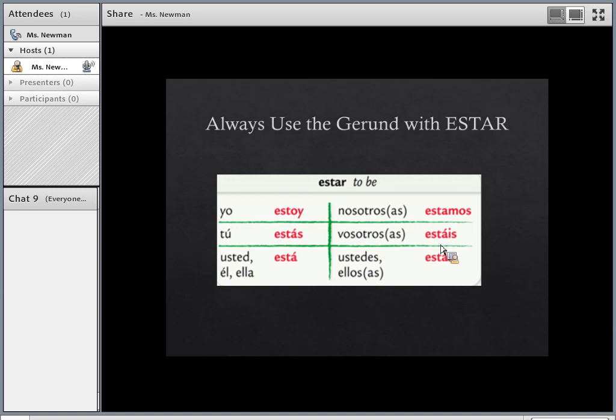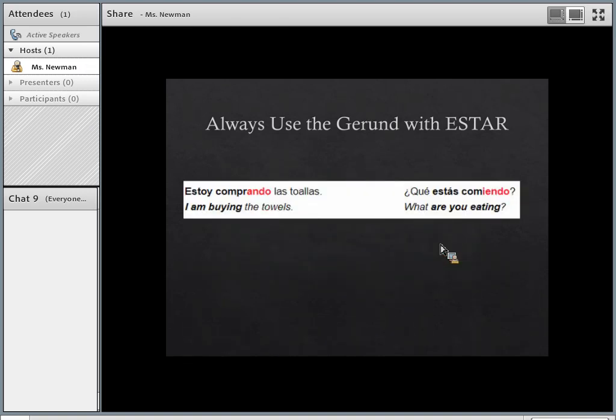Okay, so let's review our conjugations for estar. Go ahead and repeat after me. Estoy, estás, está, estamos, estáis, están. So you're going to use a conjugation of estar, and then you're just going to add that gerund. Okay, so we have estoy comprando las toallas. I am buying the towels. ¿Qué estás comiendo? What are you eating?